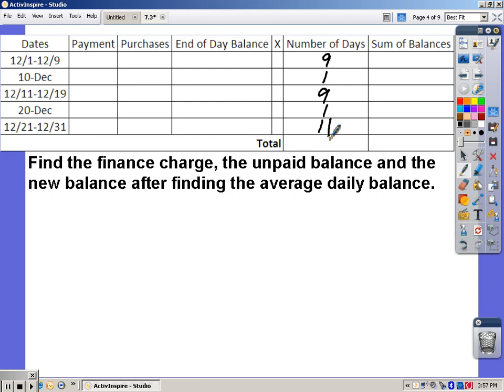Now, looking back at figure 7.3, it tells us that our previous balance was $125.80. That's going to be the balance at the end of the day for December 1st through December the 9th. Okay? 125.80, the X represents multiply. 125.80 times 9. That's going to give us the sum of the balances. Okay? Work that in your calculator. You should have come up with 1,132.20.